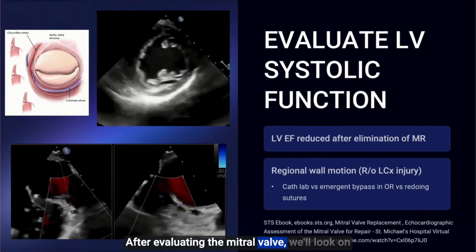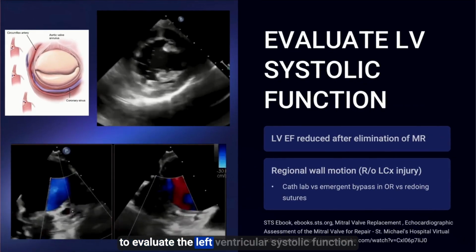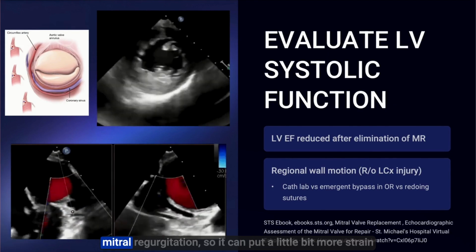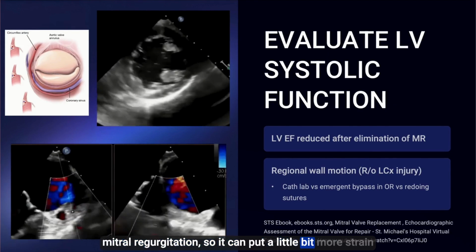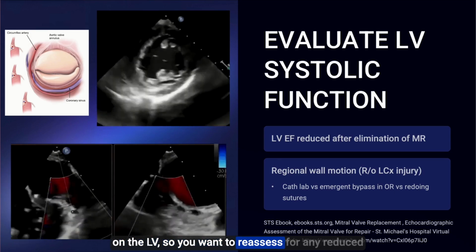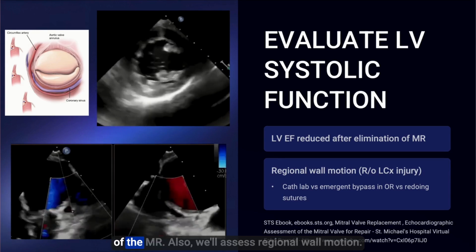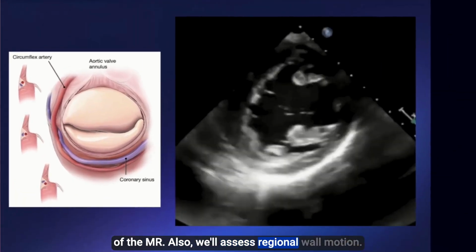After evaluating the mitral valve, we'll look on to evaluate the left ventricular systolic function. We mentioned that you lose your pop-off valve of mitral regurgitation, so it can put a little bit more strain on the LV, so you want to reassess for any reduced left ventricular ejection fraction after the elimination of the MR. Also, we'll assess regional wall motion.